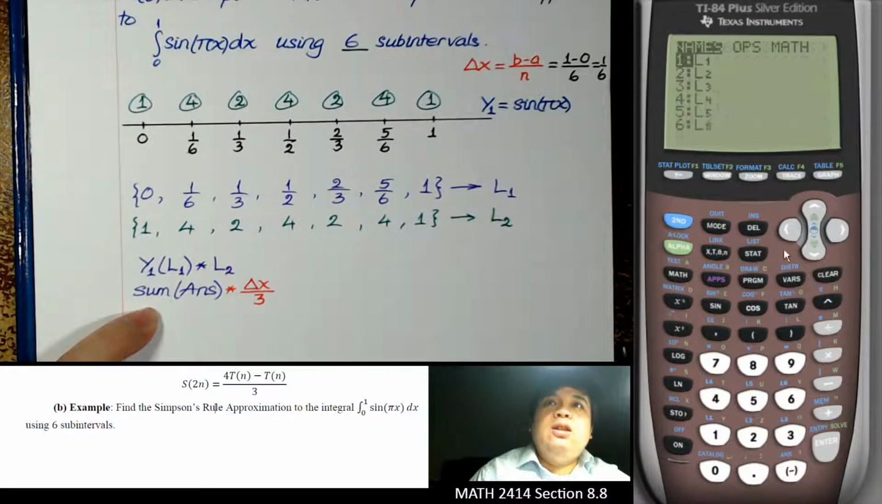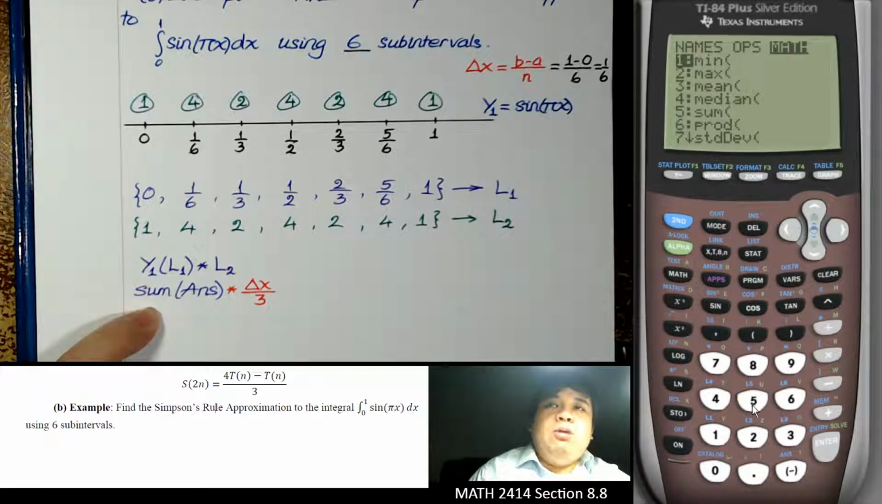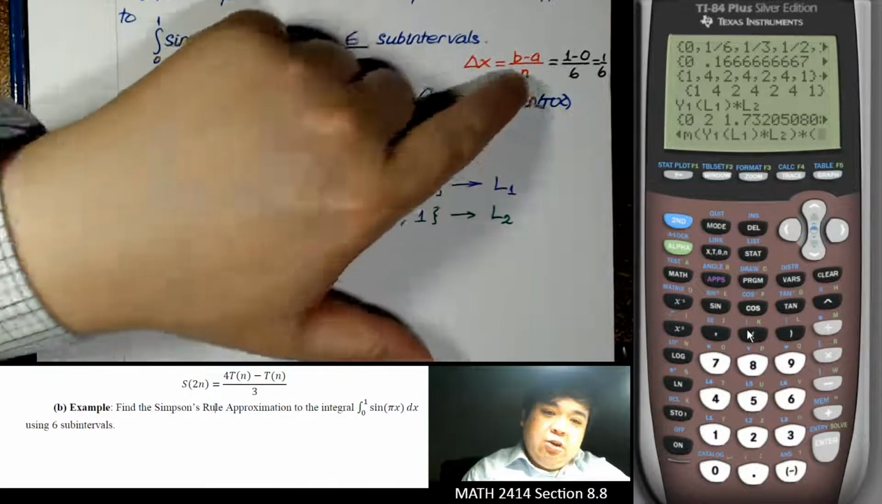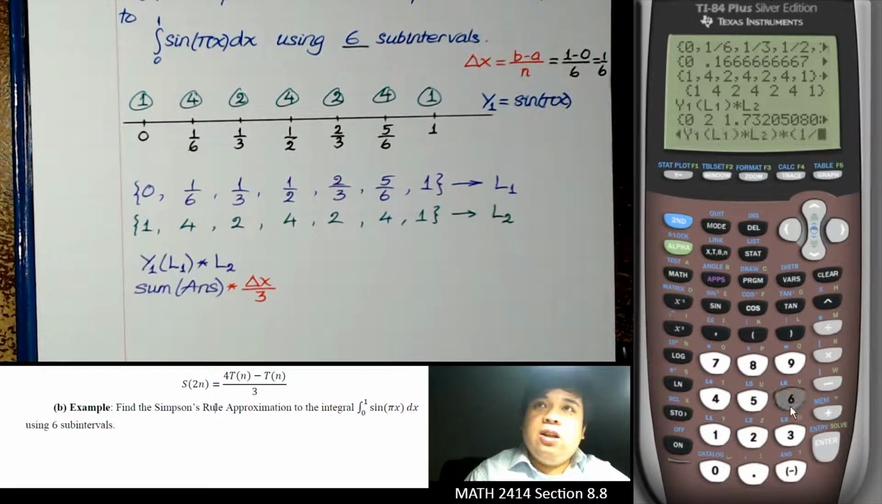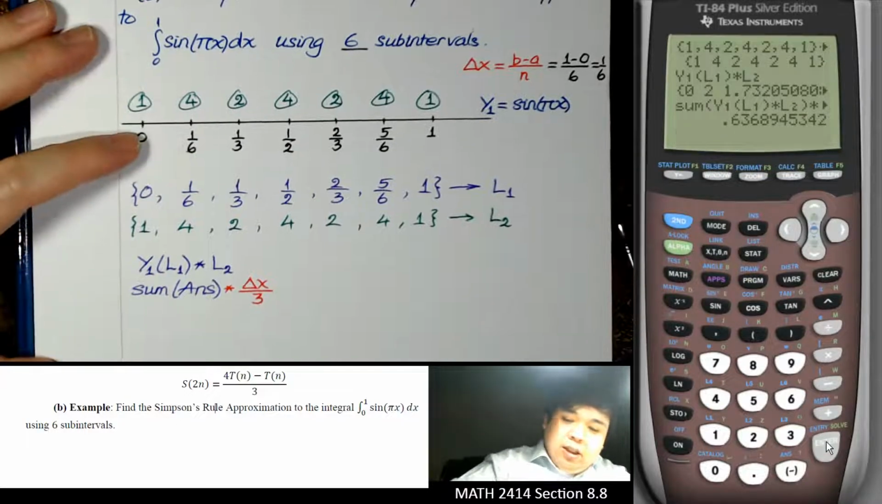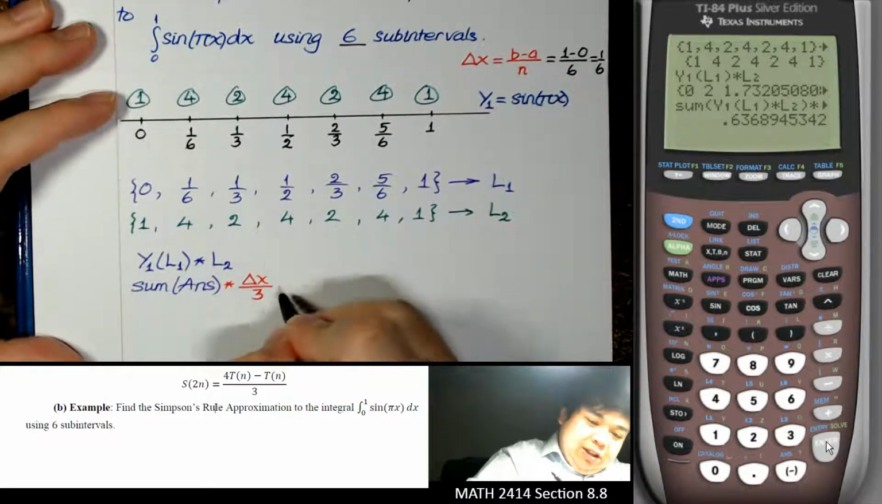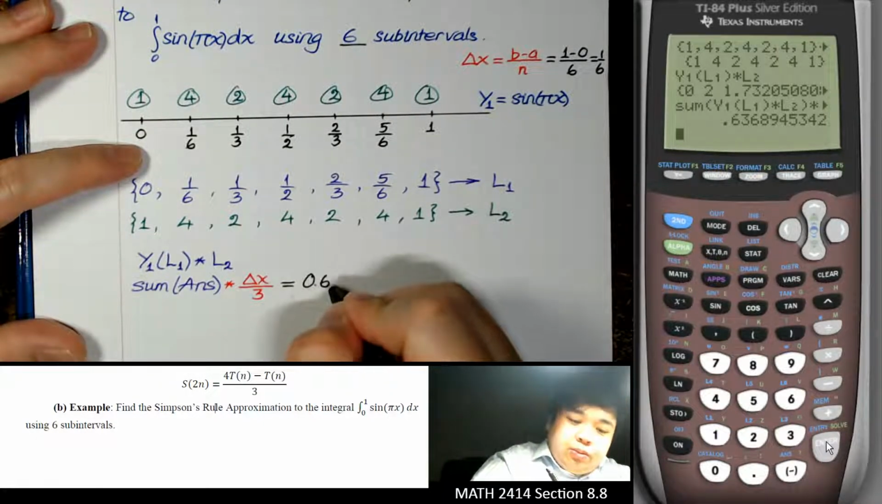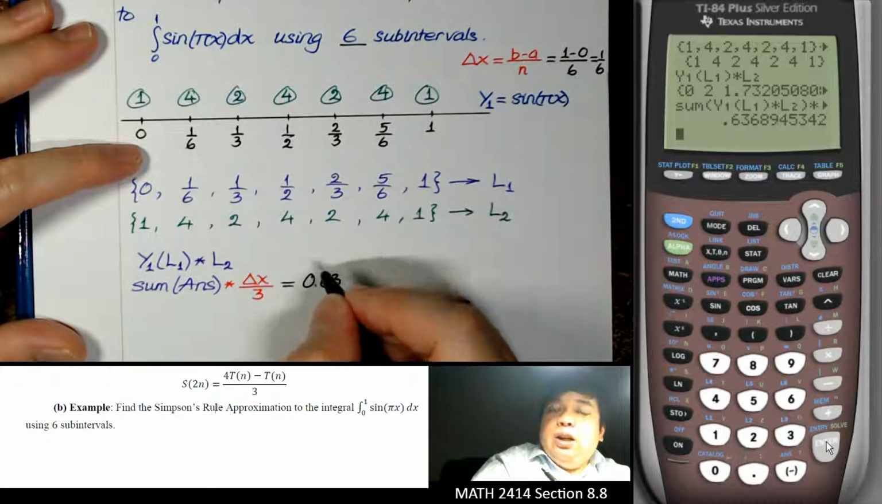So add all of this up. Second stat, go to math, option number 5. And then I just go here, highlight that, hit enter, so copy and paste. And then times delta x, which is 1 over 6, and then divide by 3. So we do that, and we have 0.637.